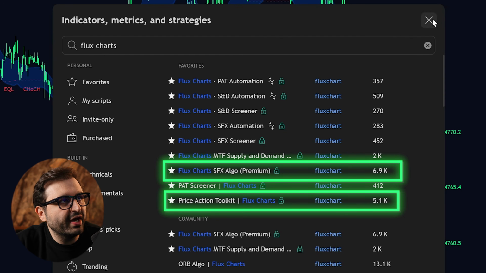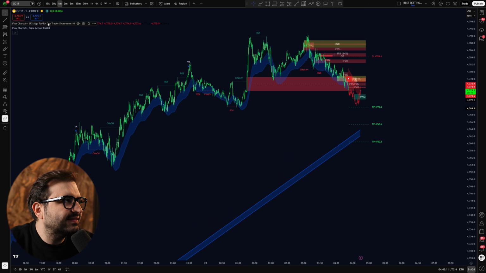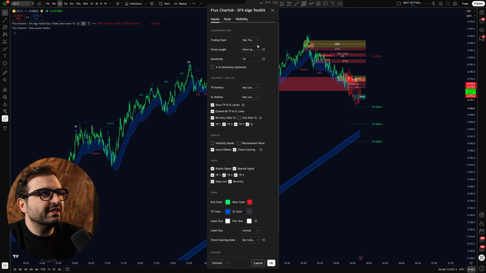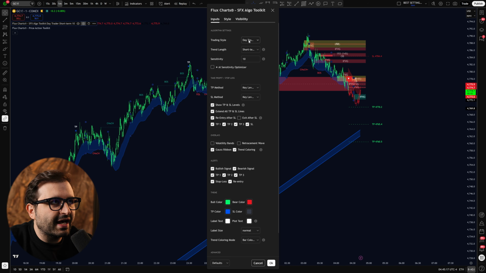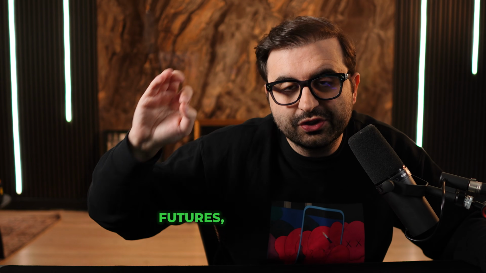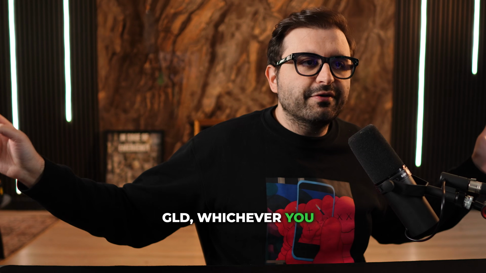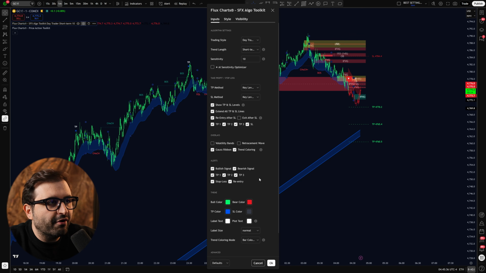Click both of them to add to your chart. After you add them, you will get something like this, but let's set it up beautifully. First thing, go to SVX algo and change your trading style to day trader, your trend length is short term, and the sensitivity is 10. These are designed for gold futures 1 minute. You can use it on forex pairs, or on the spot market like GLD, whichever you want, but this works fire on gold.